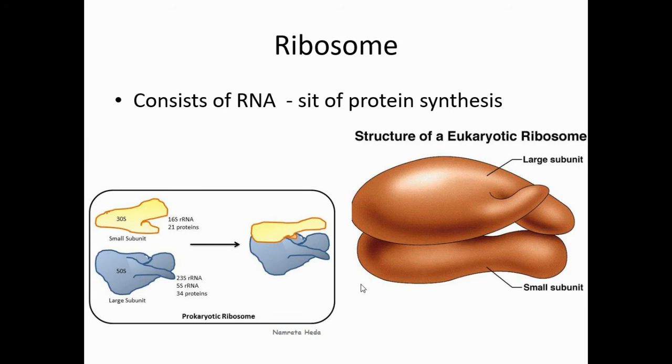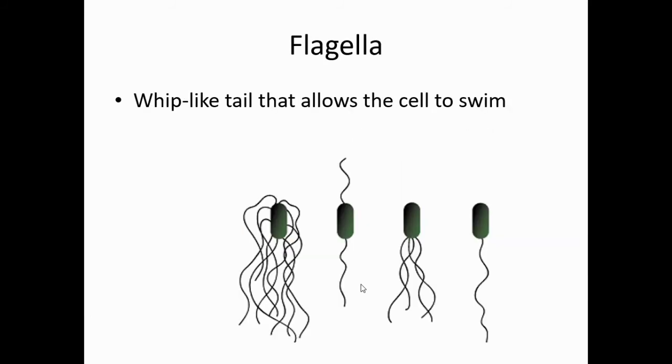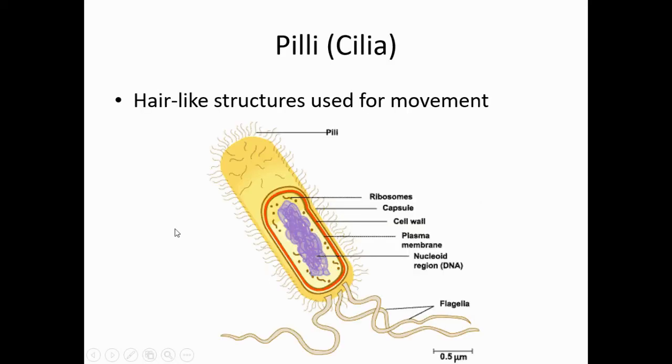Ribosomes are going to consist of RNA. It's a site of protein synthesis. Flagella are whip-like tails that allow the cell to swim. And cells can have no flagella, 1, 2, 4. They can have a ton of flagella. I don't really particularly like how this one looks. It reminds me of a spider, and I don't enjoy that.